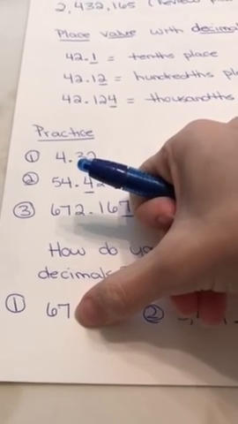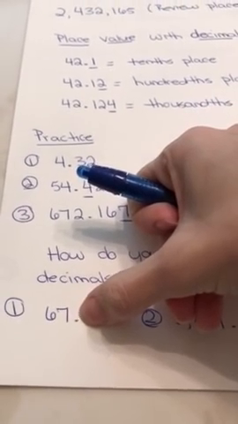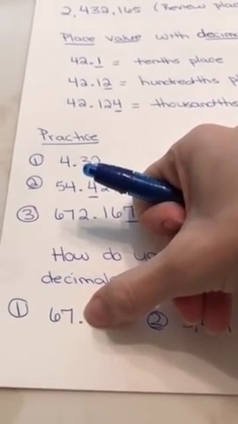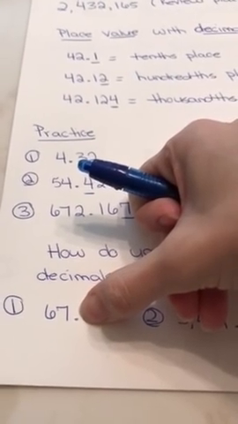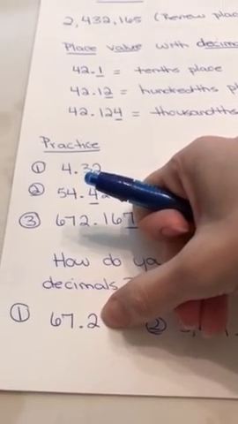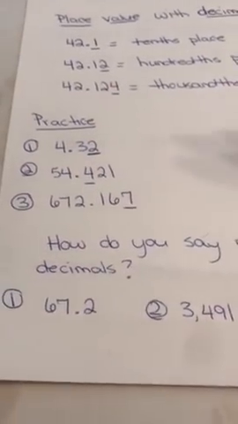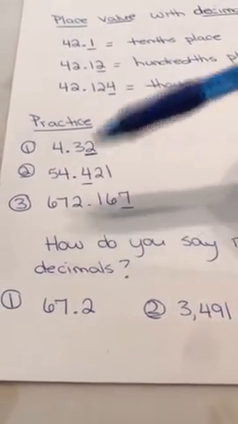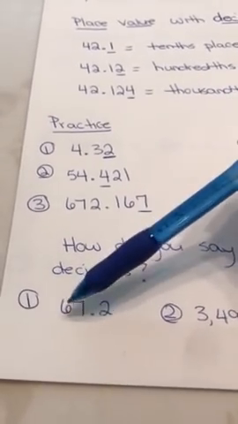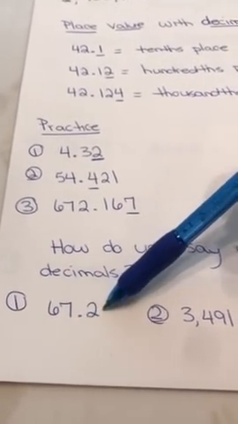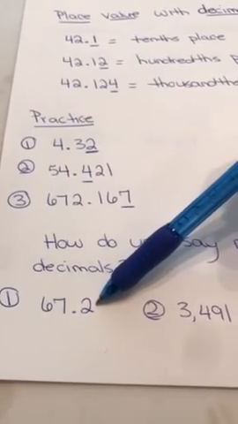A 7 is in your ones place, a 6 is in your tens place. But then there's a decimal, okay? It's still a 67 as of right now. All right? If I remove my finger, now I have a number behind my decimal. So when I were to say this particular number here, I would say 67 and 2 tenths.